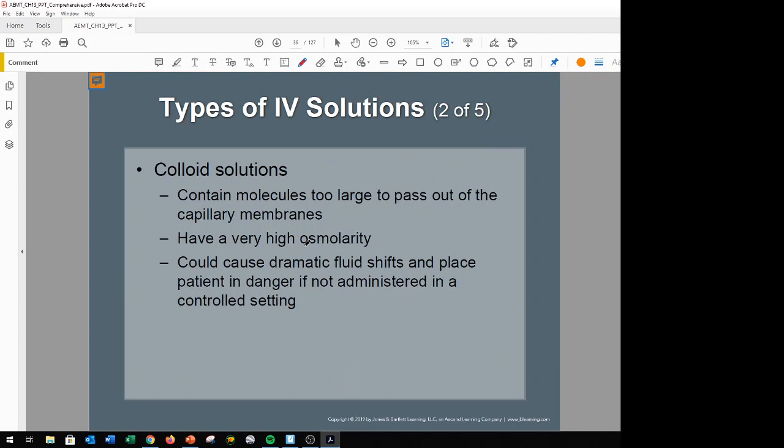Next one. Colloid or colloid solutions. I call it colloid. These usually contain molecules that are too large to pass out of the capillary membrane.